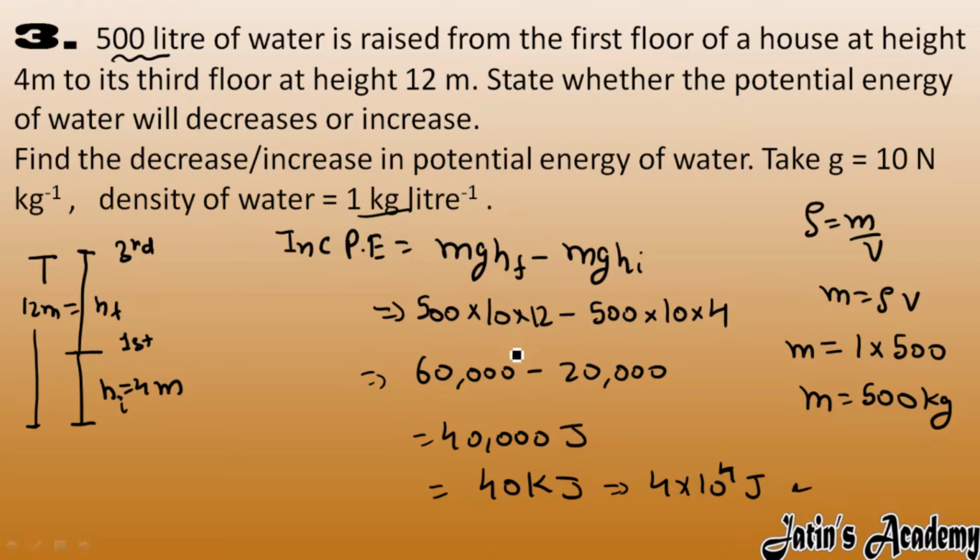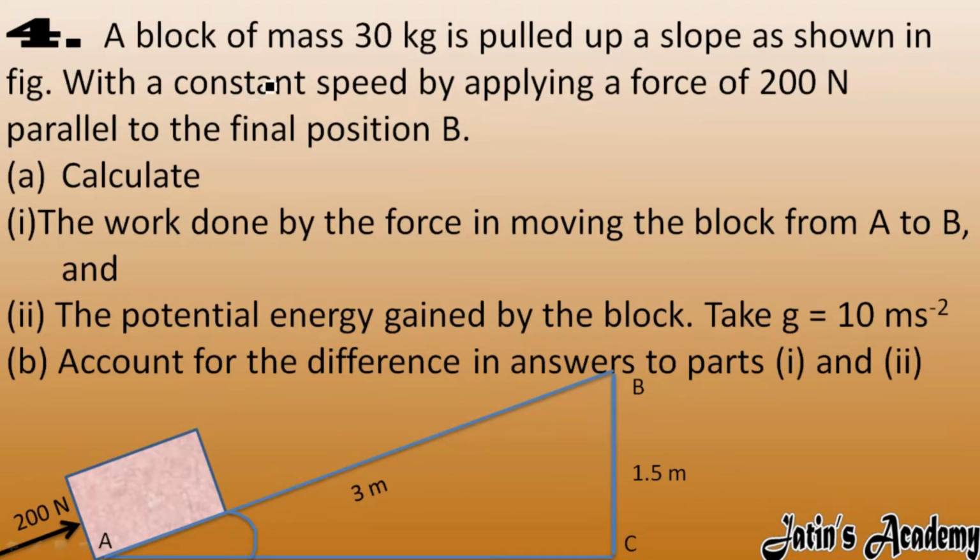Clear? Next we have a block of mass 30 kg pulled up a slope as shown in the figure with a constant speed by applying a force of 200 Newton. Here the 200 Newton force is applied parallel to the slope, and the block is moved to position B. We have to calculate the work done by the force in moving the block from A to B, and after that find the potential energy gained by the block. G value is given, and we have to account for the difference. In part 1 answer we will find the difference, and if any energy value comes, we have to check where this energy is actually going, where it is wasted.